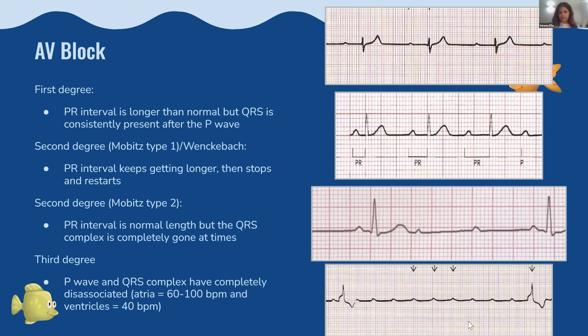And you can see that in this last one here. You're seeing a consistent number of P waves, and then all of a sudden a random QRS complex, and we're not seeing any sort of link between the two. It's very random.